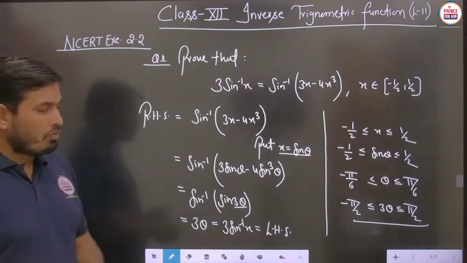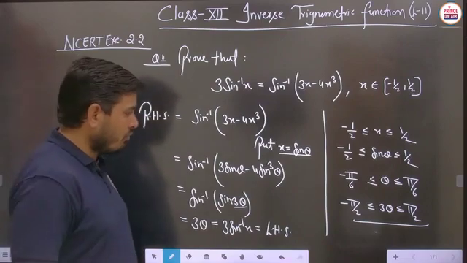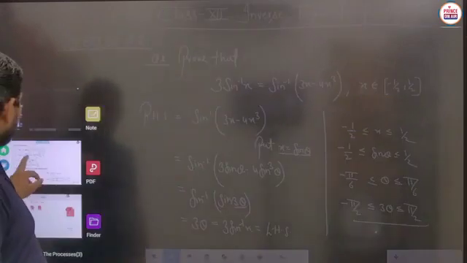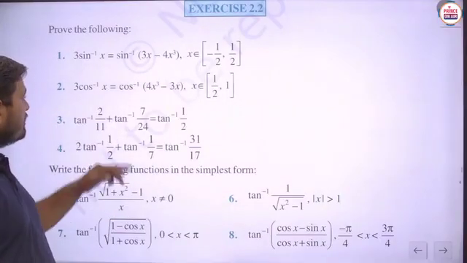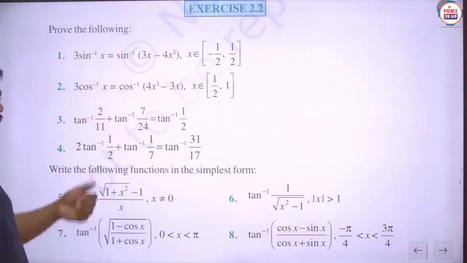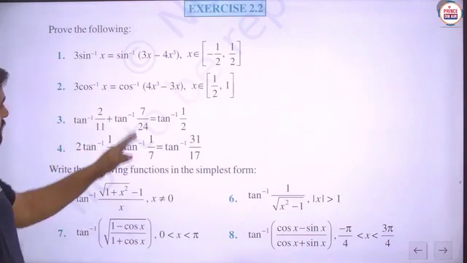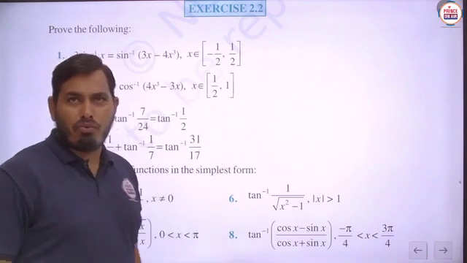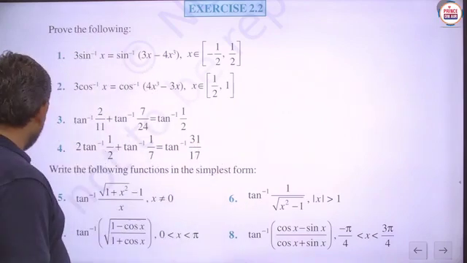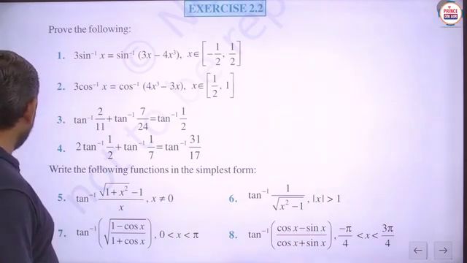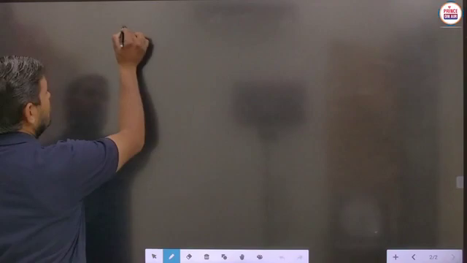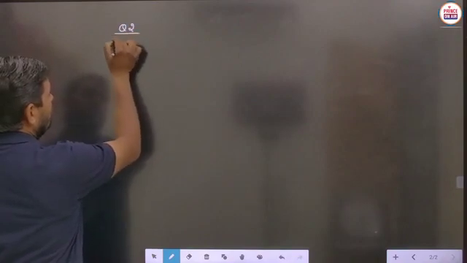Next we will take question number 2, students. Before that, pause the video to note it down. Next, question number 2, again a very similar kind of question. You can check here, it is written as 3 cos inverse x equals cos inverse of 4x cube minus 3x, and here the interval given is 1 by 2 to 1. Again a very simple question, and you have to simplify it in a very similar manner.